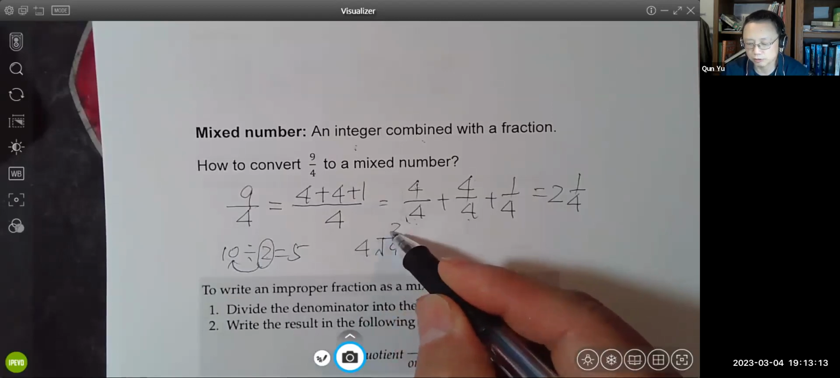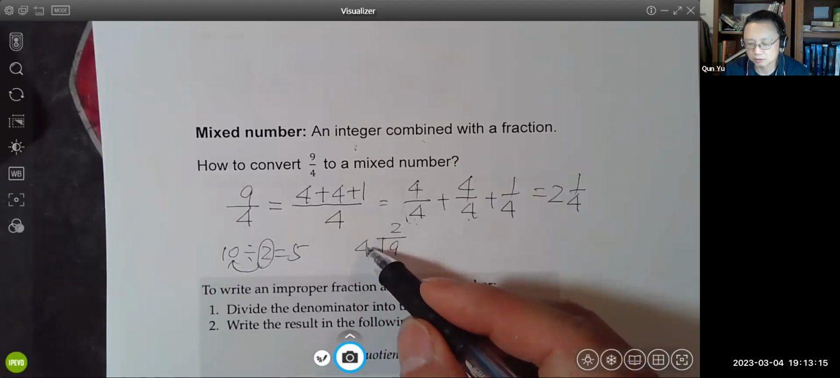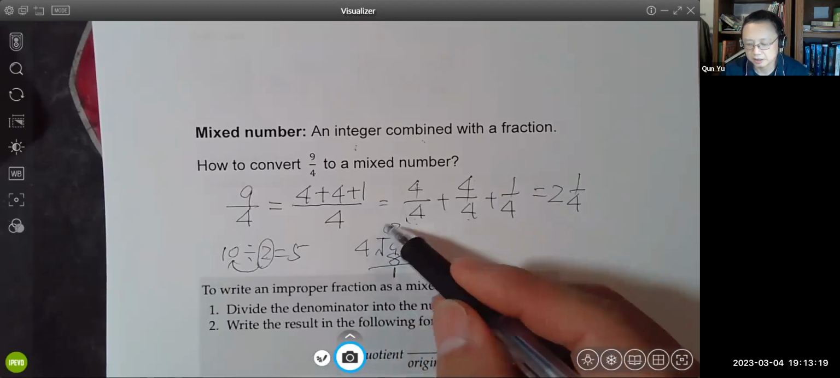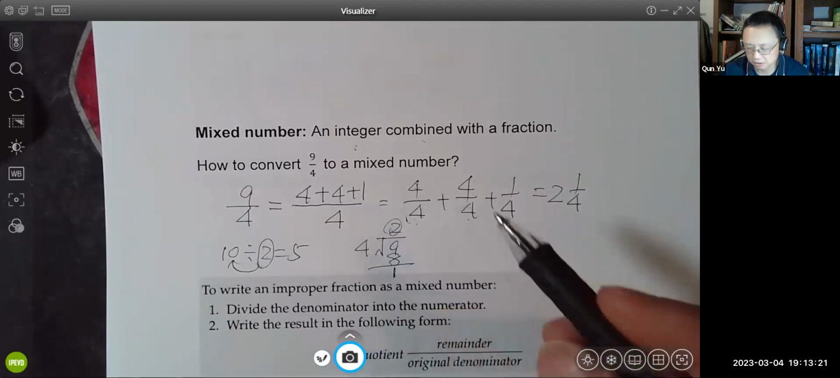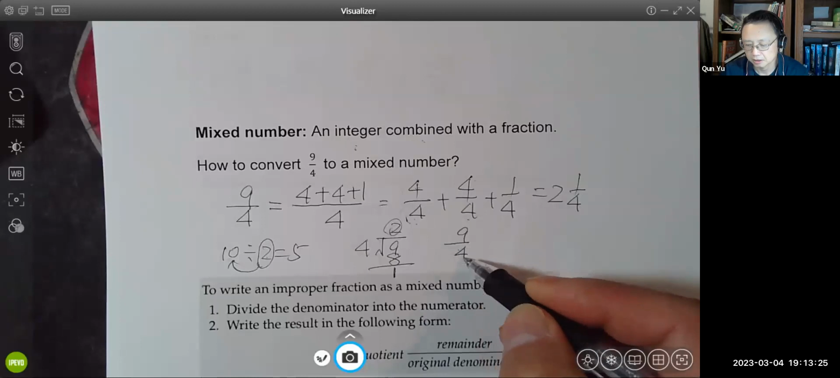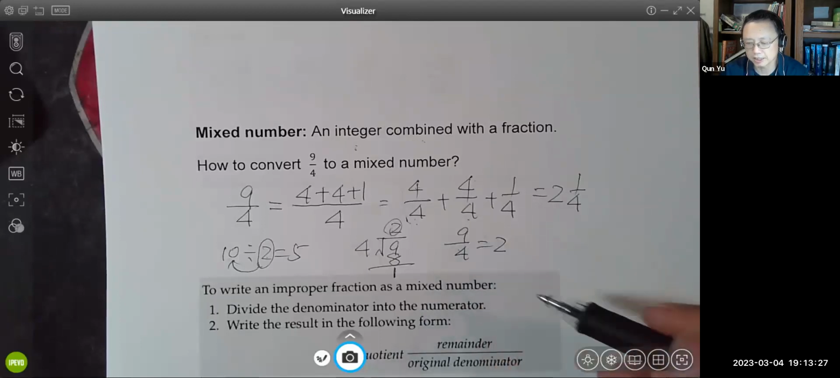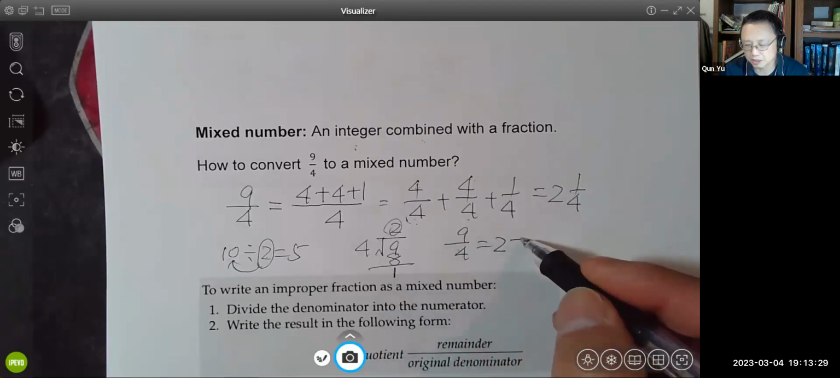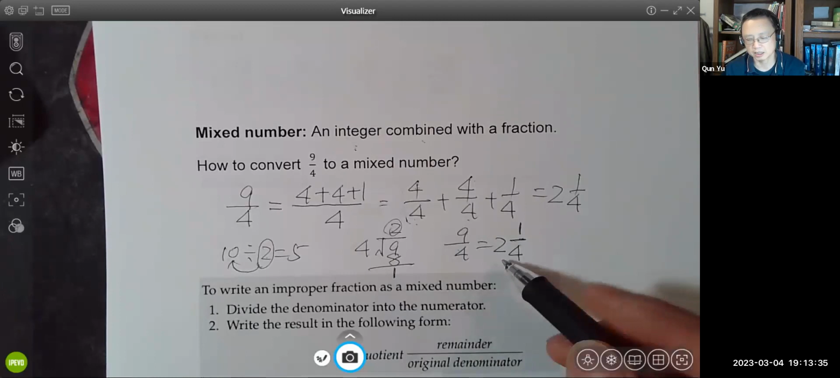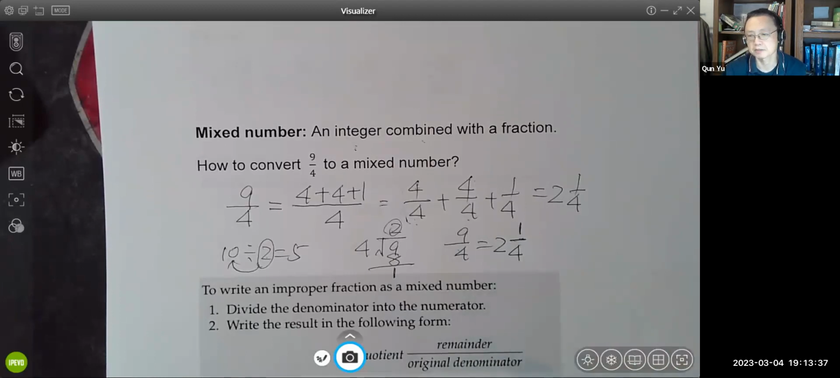We know there are 2 4s in 9. 2 times 4 is 8, and the remainder is 1, right? They just tell you the whole number part. The quotient is your whole number part, okay? You have 2 whole 4s in 9, and the remainder is 1. Put the remainder on the top as a numerator, and put the 4 on the bottom. That's how we write a mixed number.